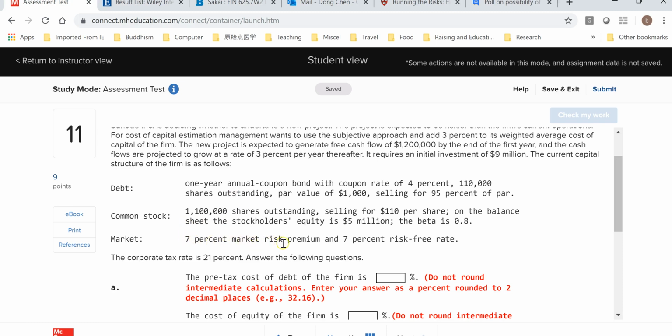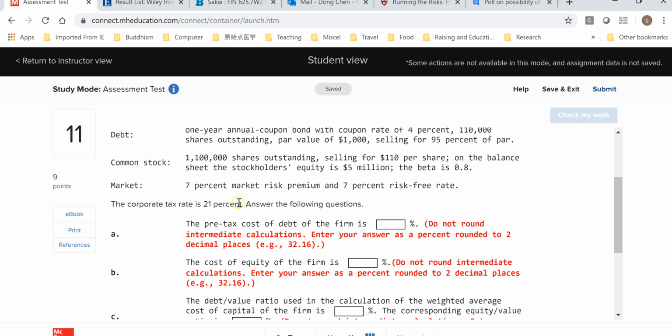7% market risk premium. Notice here it says 7% is the market risk premium. And market risk premium is defined to be the expected return on the market minus the risk-free rate. So we should not further subtract the risk-free rate from 7% again to get the market risk premium, because market risk premium is what we need in order to calculate the cost of equity if we want to use the capital asset pricing model, or CAPM model. The corporate tax rate is 21%. Answer the following questions. So this 21% is the current tax rate after the 2017 tax reform.